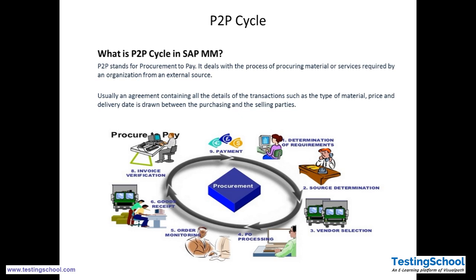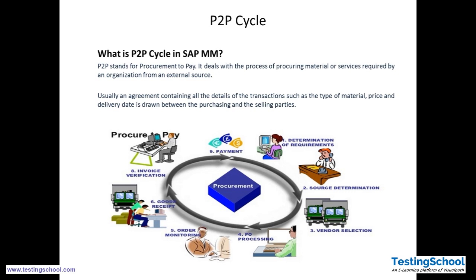Then invoice verification will happen: what goods have been received at what price, what was the PO price and what is the invoice price. Based on the PO, invoice verification will happen. Based on the invoice verification process, payment will be scheduled. So these are the phases of the P2P cycle.